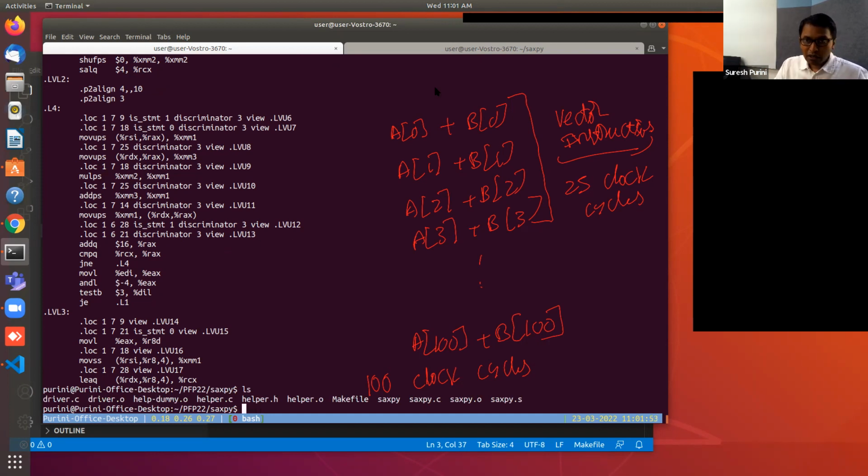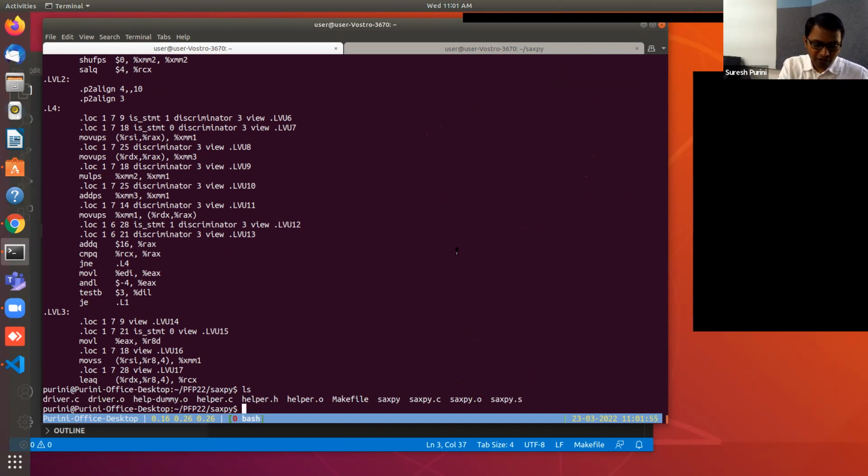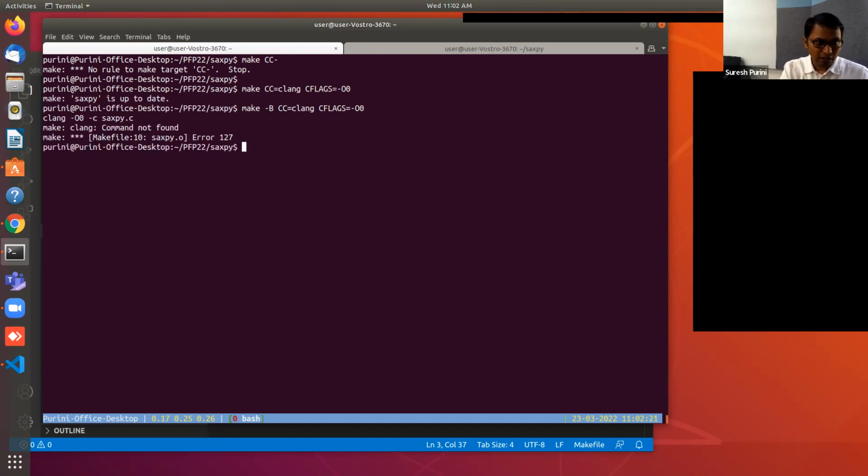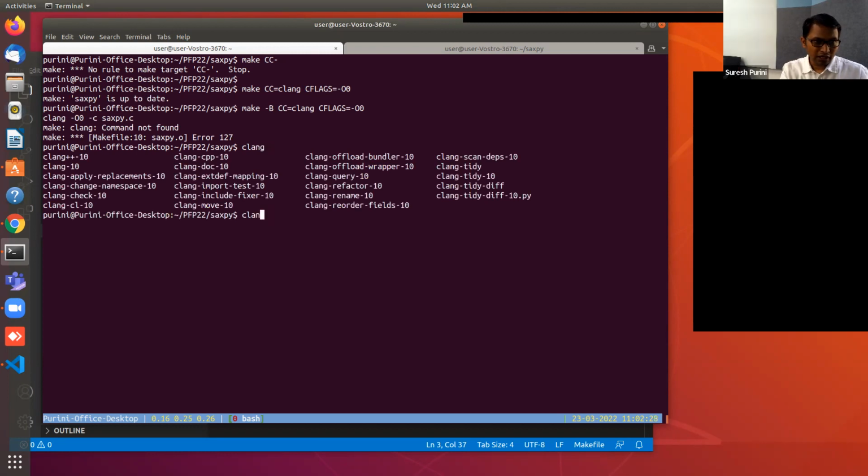Now let's try to see what we can achieve using Intel compilers. Or before we go for Intel, we can try to use the LLVM compiler, which uses Clang, and LLVM may also give similar performance. Clang, not available. It's there.